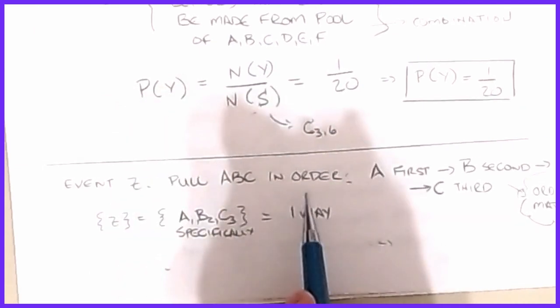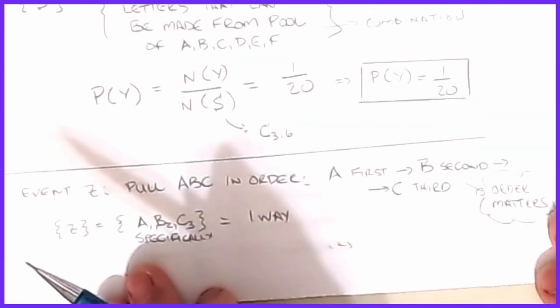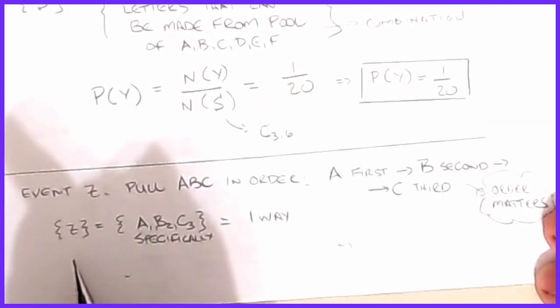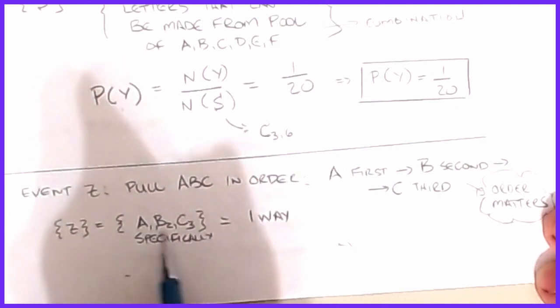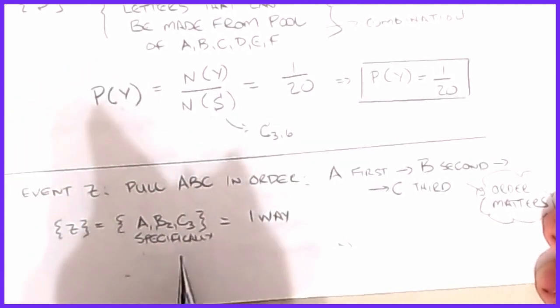Okay, now let's look at another event, event Z, where I pull A, B, C in a specific order. Okay, A is first, then B is second, then C is third. For this example, order does matter. So our event Z is the outcome, and I put subscripts on this that A was first, A1, B2, C3. Specifically, there's only one way that that can occur.